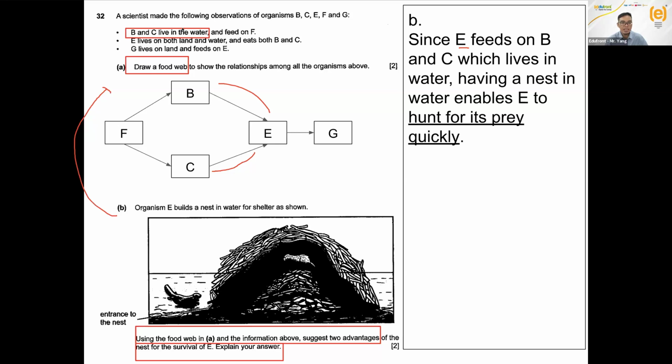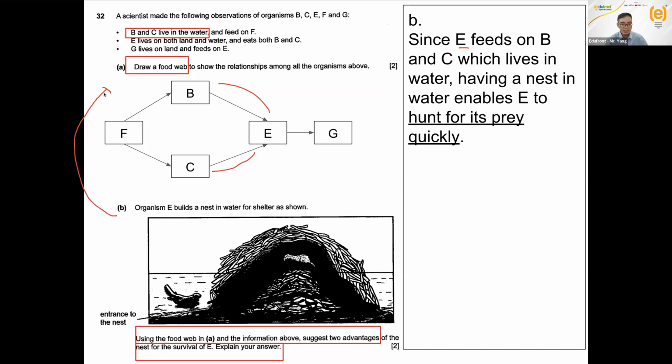So they say that B and C live in water. E feeds on B and C, which live in water. So having a nest in water enables E to hunt for its prey very quickly. Okay, so that is the first part. Remember, it's a 2-mark question.